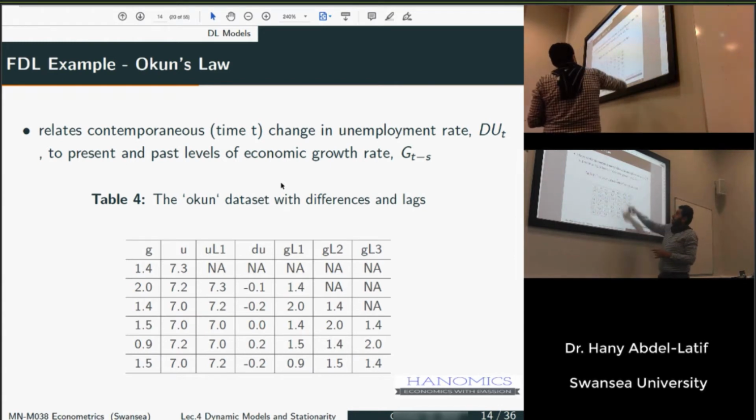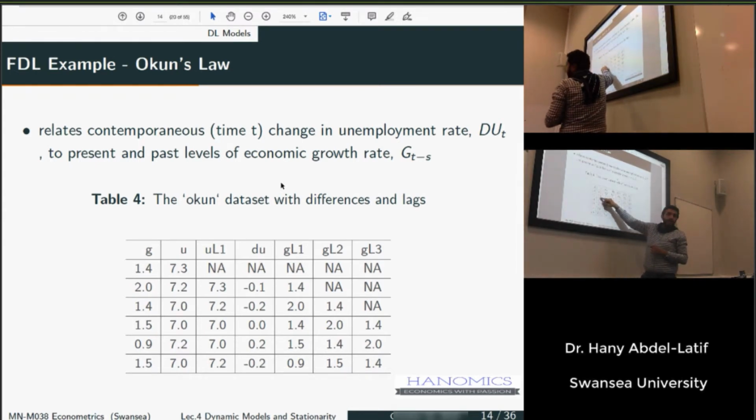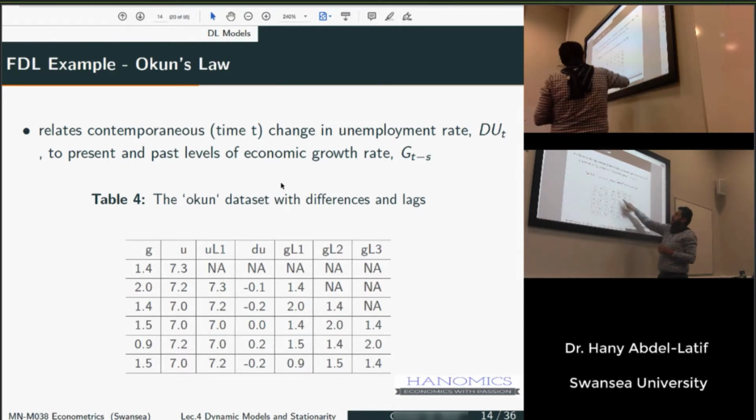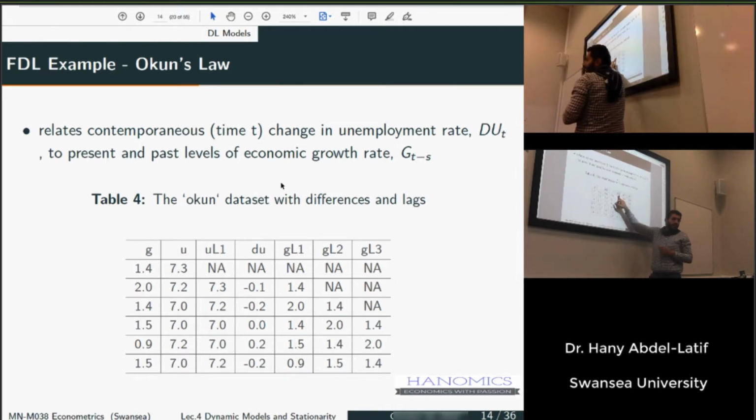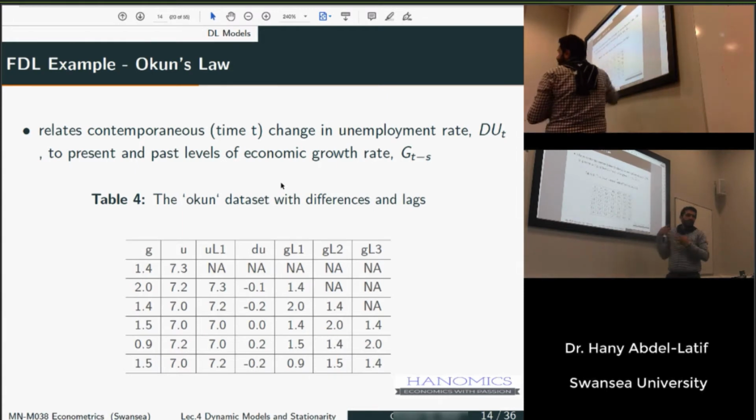You can think of G the same way. This is the change, so the change between here and here, the difference between these two. The change is the difference between two. It's 0, it didn't change, and so on. G_L1, again, this is the growth lag, the first lag. So the first lag should be this 1.4, 2, 1.4, 1.5, 0.9. That just shows you the structure, what we mean.